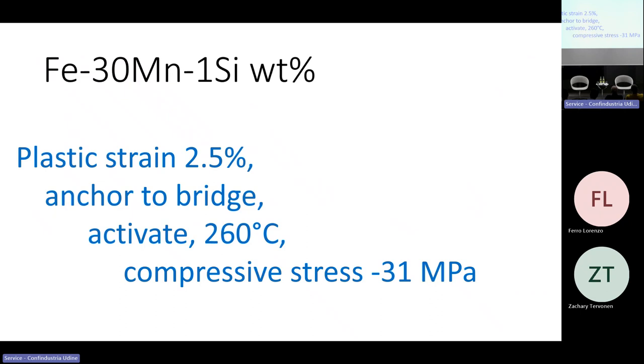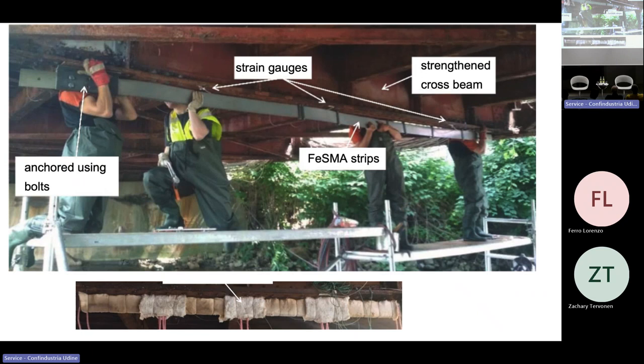You can buy it. And you first strain it by 2.5%, a plastic strain. You then anchor it to the bridge, and then you activate the reverse effect so that it contracts again by the shape memory effect. And therefore, it puts a compressive stress on the beam. And this is exactly what has been done, all right?